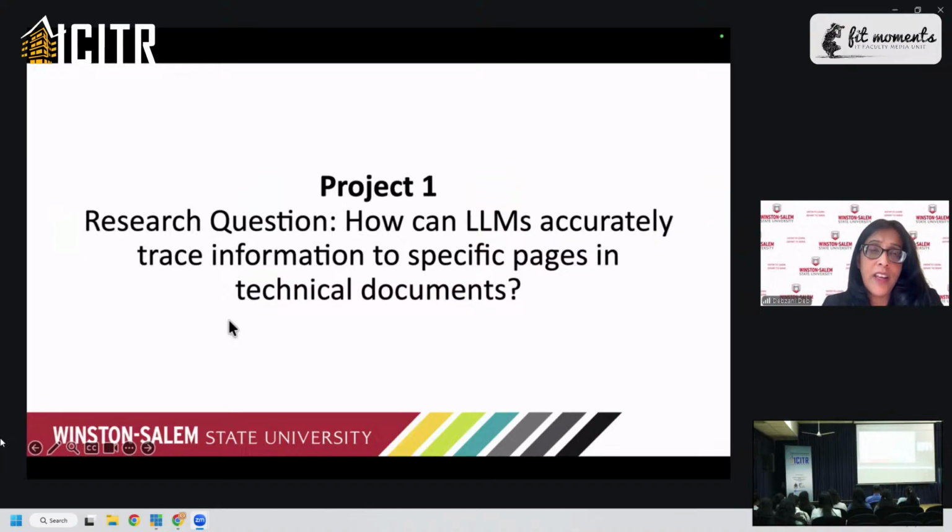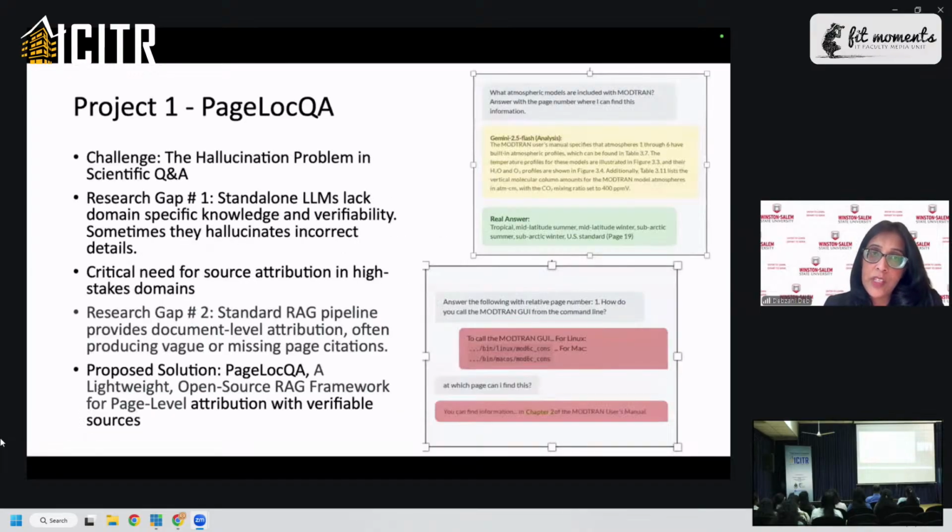So project number 1, the research question that I was exploring was how can LLMs accurately trace information to specific pages in technical documents? And this project, again, the use case came from our NASA JPL collaborator who actually has to go through a lot of very complex technical documents. One of the particular documents that they were dealing with on a daily basis is called MOTREN. That's a document that tells them how to model the atmospheric behavior in the Earth, and it is a very complex document.